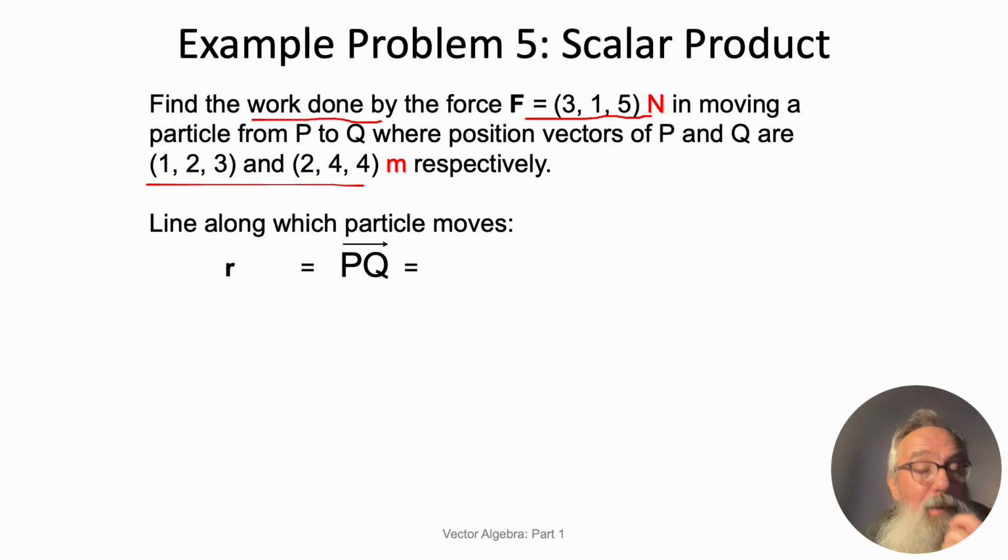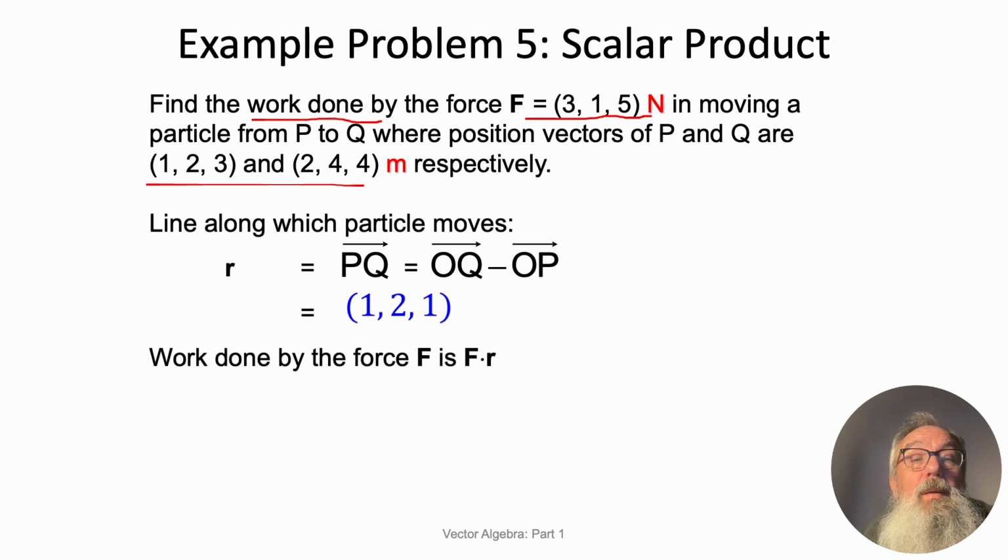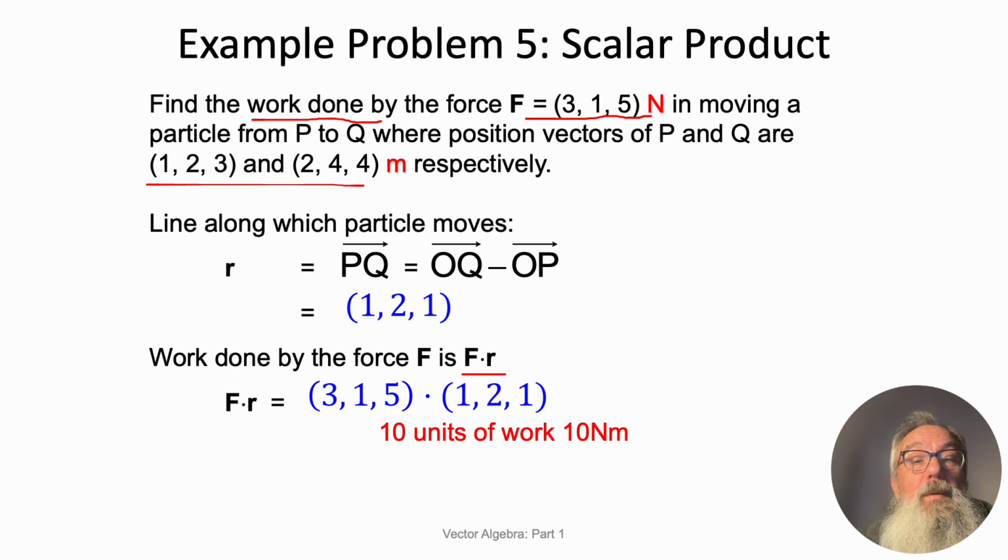So the vector R, we're going to call this vector, going to be PQ, and it'll be 2 minus 1, 4 minus 2, 4 minus 3, which is 1, 2, 1. So the work done by the force is F dot R. If we can work that out, it turns out to be 10. 3 plus 2 plus 5 equals 10. And 10 Newton meters, because we actually were given some units on the vectors.